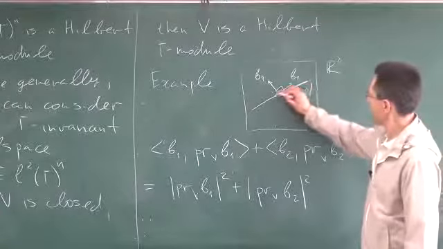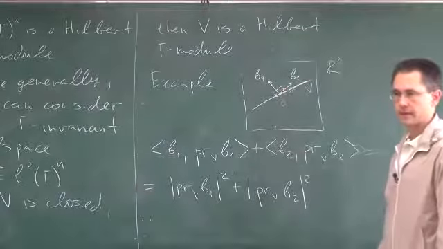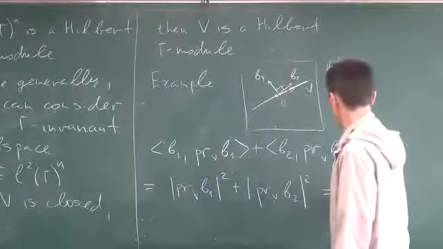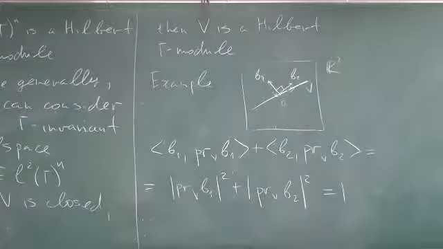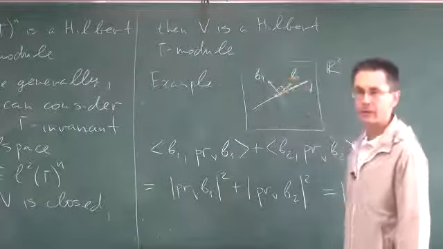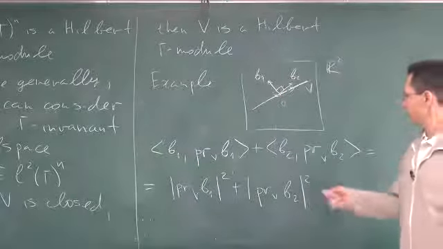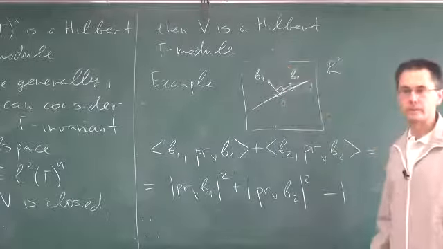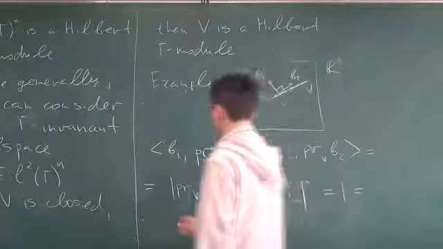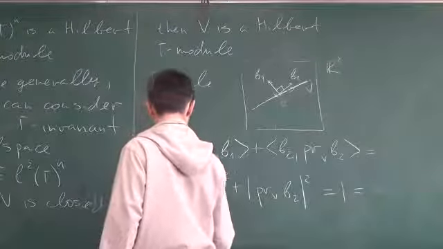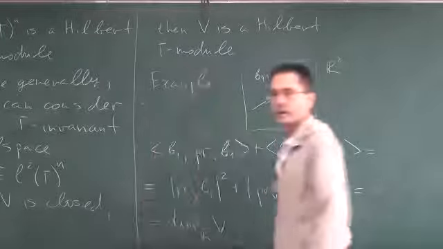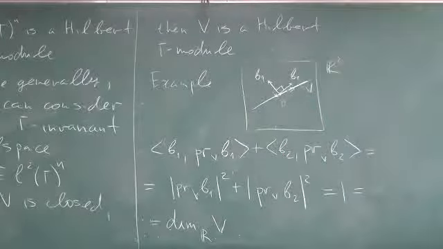It's the square of this length plus the square of this length. What's the answer? The answer is 1 by the theorem of Pythagoras. This length is the same thing as this length here. So you have the right-angled triangle. The sum of squares is equal to the length of this vector, which is 1. But this 1 happens to be also the dimension over real numbers of V. I took V to be the one-dimensional vector space, right?